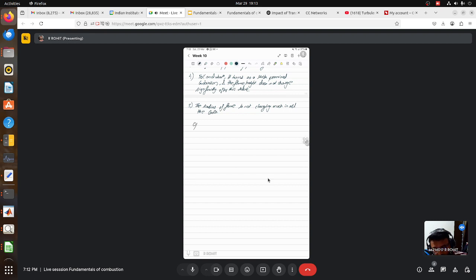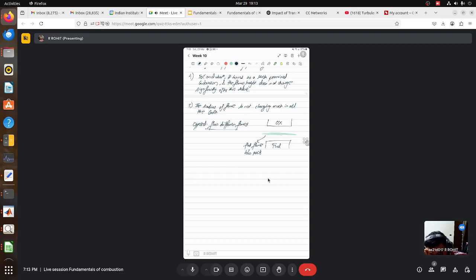Then you were introduced to a topic called opposed flow diffusion flames. So in opposed flow, you have an oxidizer coming from one side, and you have your fuel coming here, and you have your flame sitting over here at the stagnation region. So you will have a flat flame between both.